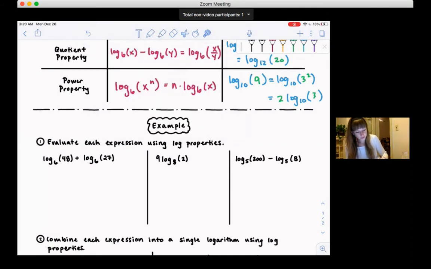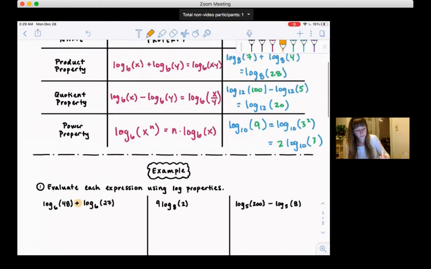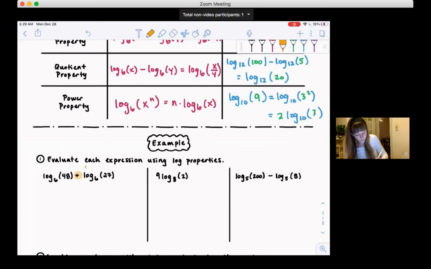Okay, so for this first one, we're going to try to evaluate each of these expressions using log properties. So this one, we have a plus on the outside of the logs, and our product property tells us that addition outside is the same as multiplication inside. So we can use the product property to combine these. So this is going to be the same as a single logarithm, log base 6, where we multiply 48 and 27 on the inside.